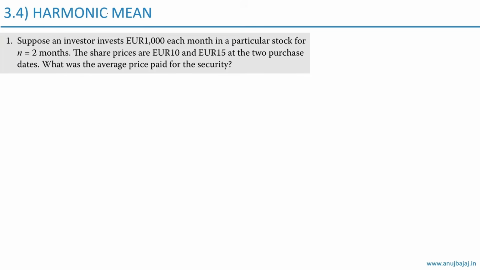Suppose an investor invests 1000 euros each month in a particular stock for 2 months and the share prices were 10 euros and 15 euros at the two purchase dates. What is the average price paid for the security? If you simply take 10 plus 15 divided by 2, which is 12.5, the answer will be wrong. Now let's try to find the average price without using the harmonic mean formula.